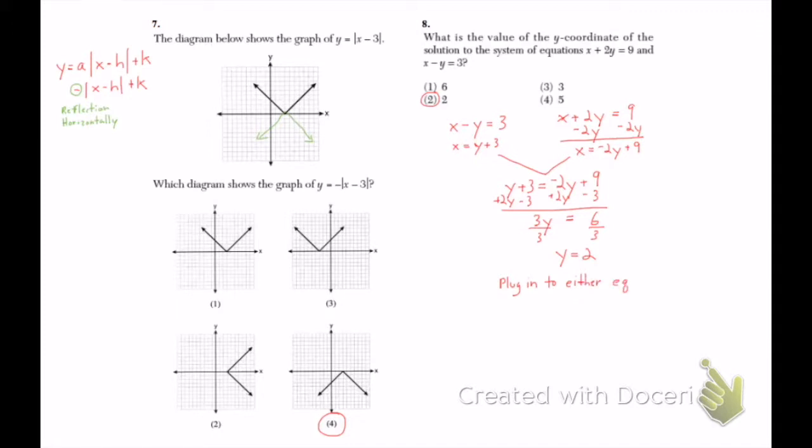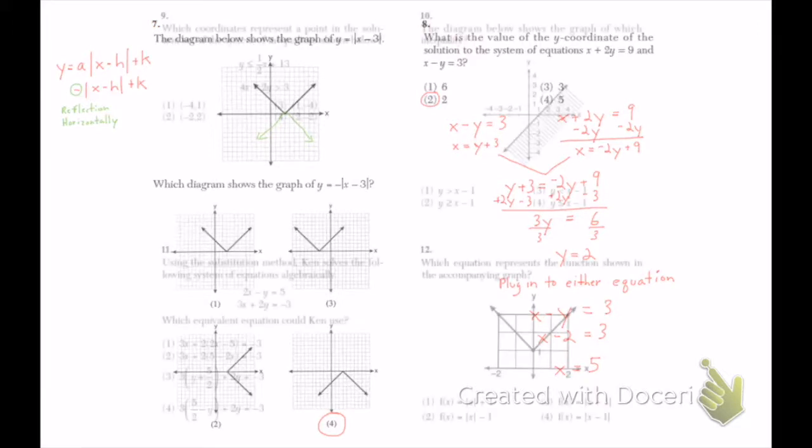Because again, it's the intersection of the two lines, so they both have the same x and y coordinate. So we can say that x minus y equals 3. We can plug in negative 2 and 2, and we can see that x equals 5. But the question asks for the x coordinate, x for the y, so the choice would be 2.